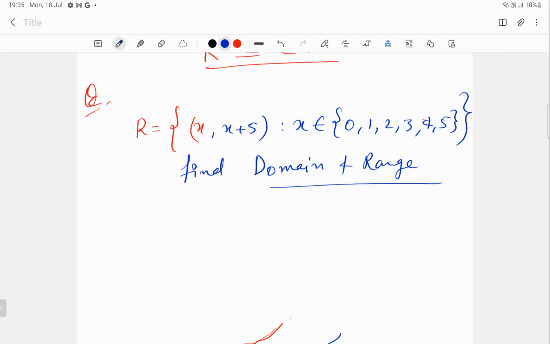I'm cutting off that part and just writing it here. The x values are given, so you can find x plus 5. Do it. Done. Okay, tell me the domain. 0, only 0. And range.